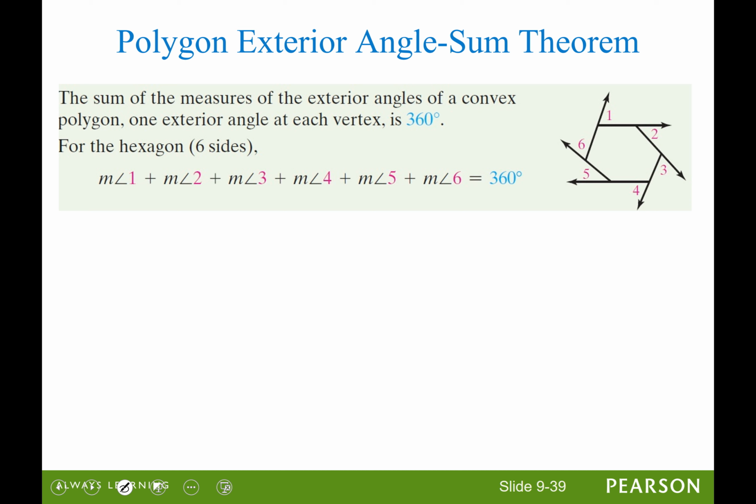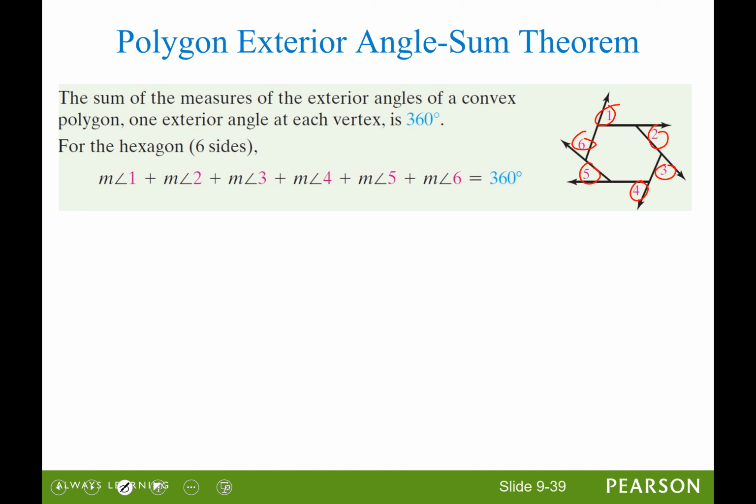Okay, so let's work with those exterior angles now. This theorem is called the Polygon Exterior Angle Sum, and it says that the sum of the measures of the exterior angles of a convex polygon, one exterior angle at each vertex, is 360 degrees. So notice they're just doing one exterior angle at each of the vertices, okay? But if you add all of those up, you will get 360 degrees. So an example would be the hexagon, which we can see in the figure there. Adding up the measures of angles 1 through 6, we would get 360 degrees.